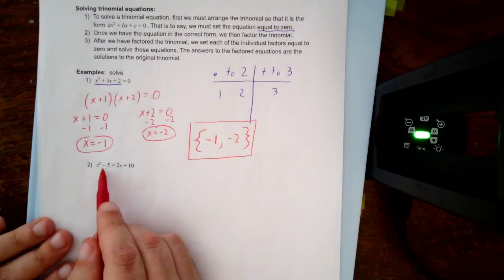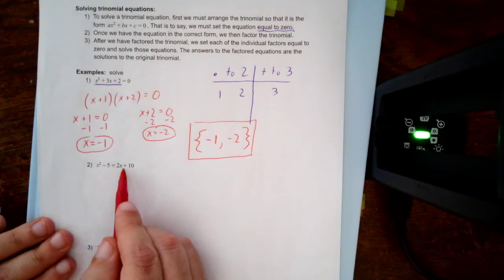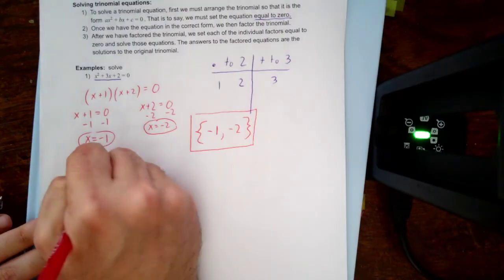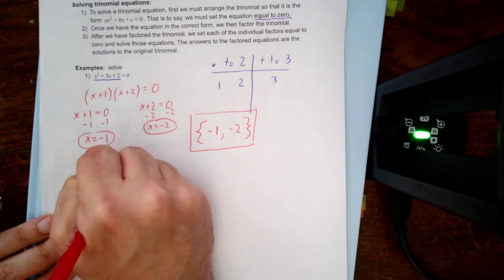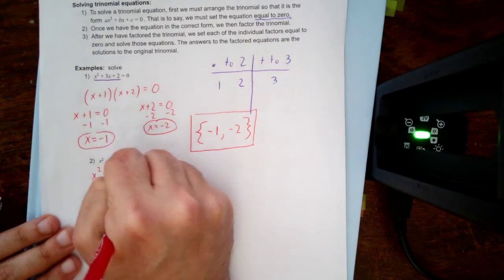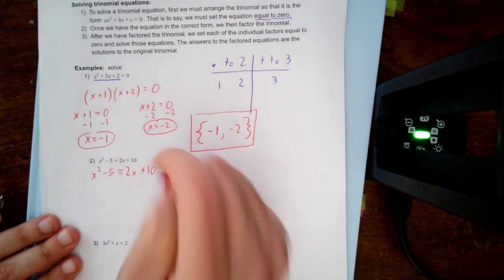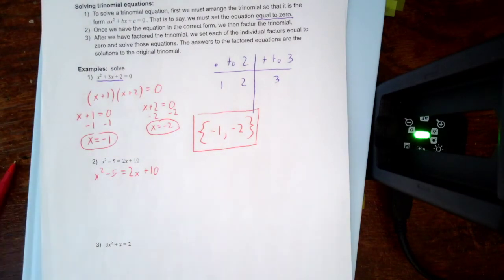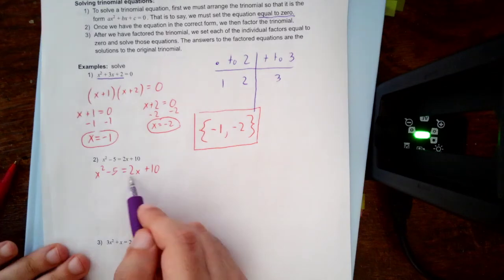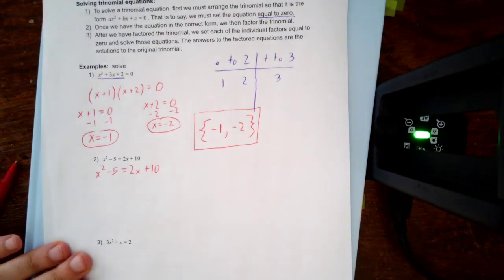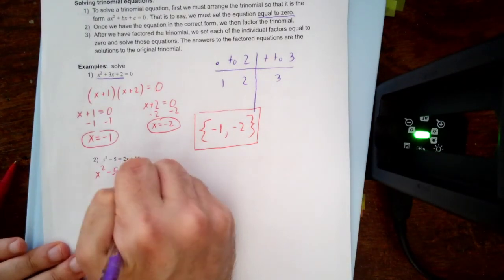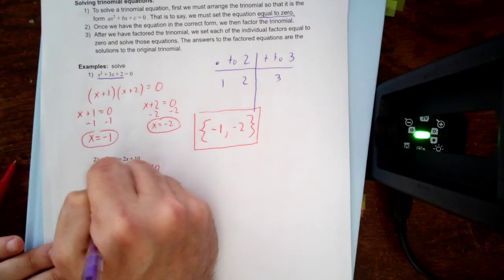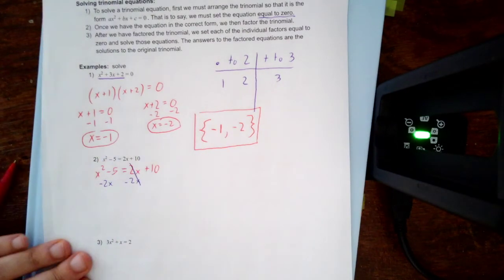x squared minus 5 equals 2x plus 10. I'm going to rewrite it because this is not in the correct form, is it? I'm supposed to be equal to 0. Well, I got to get everything off of this right-hand side. So I'll subtract 2x from both sides.